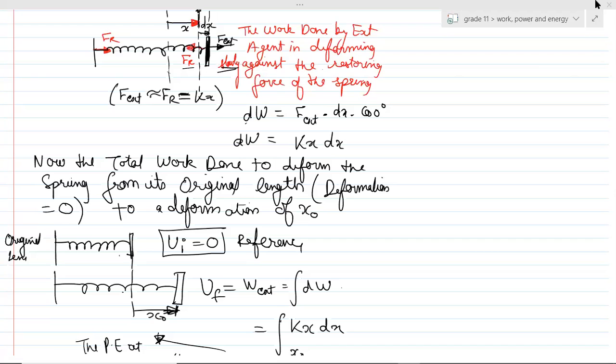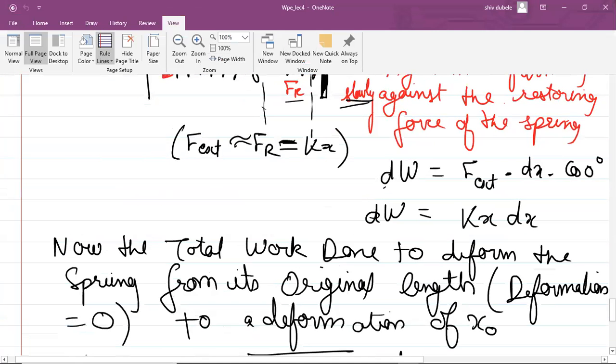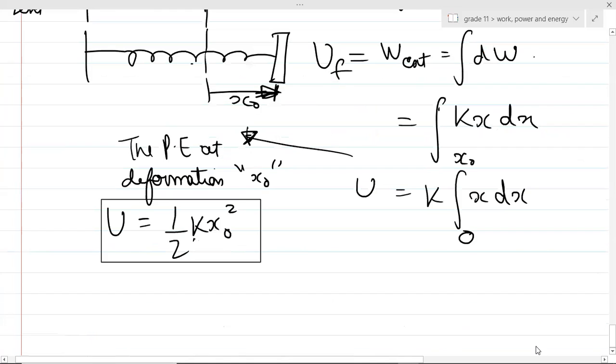Yes, people done? Note it down. So half k x naught squared is basically the energy stored.